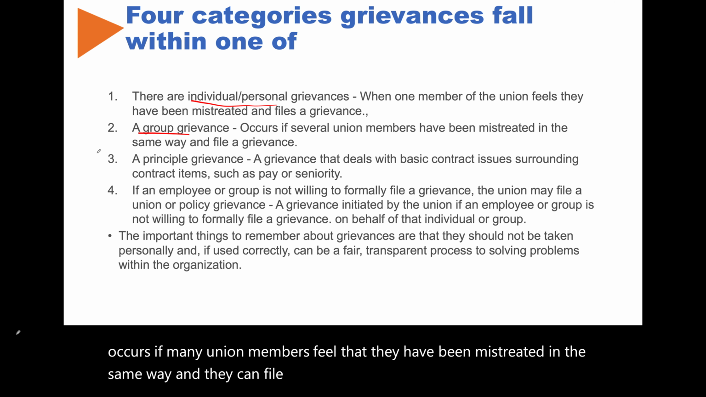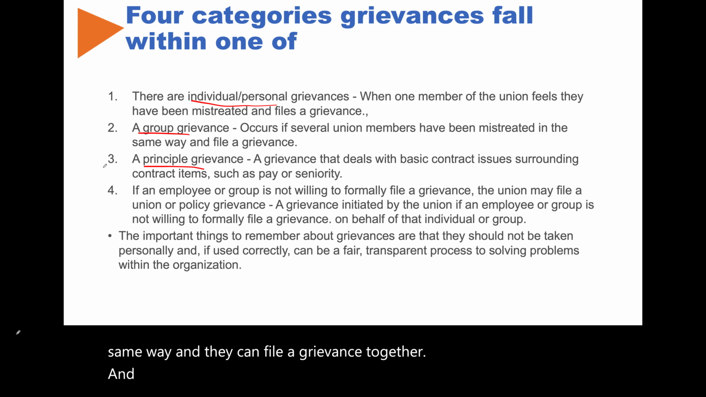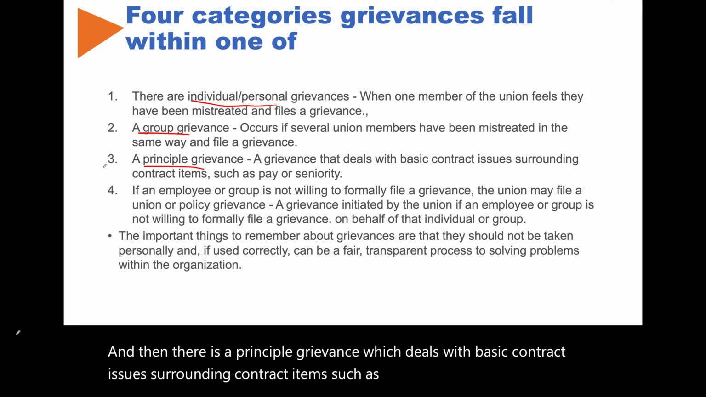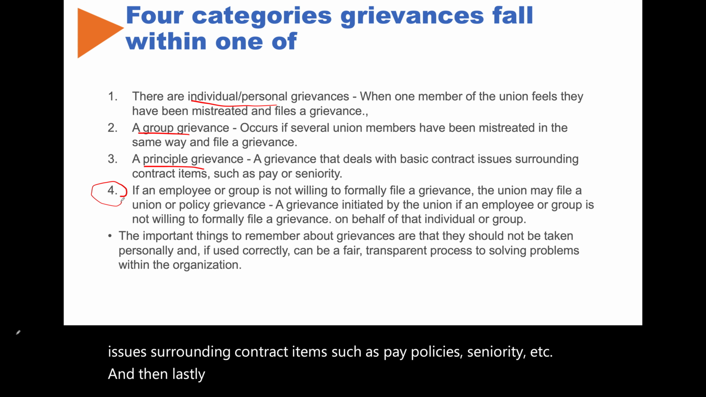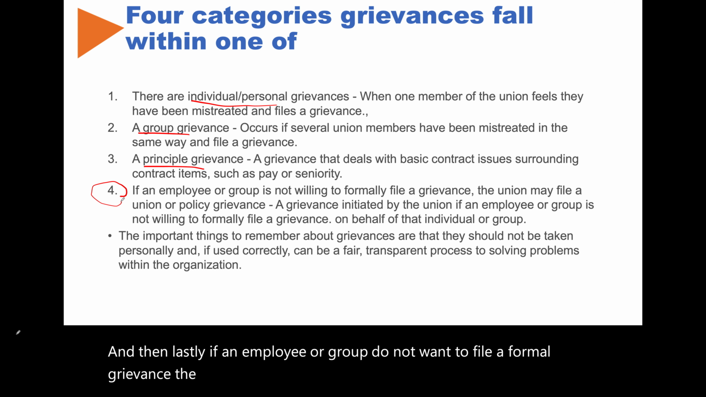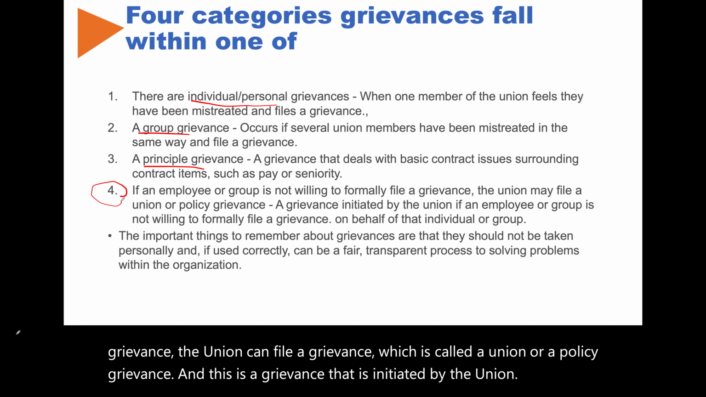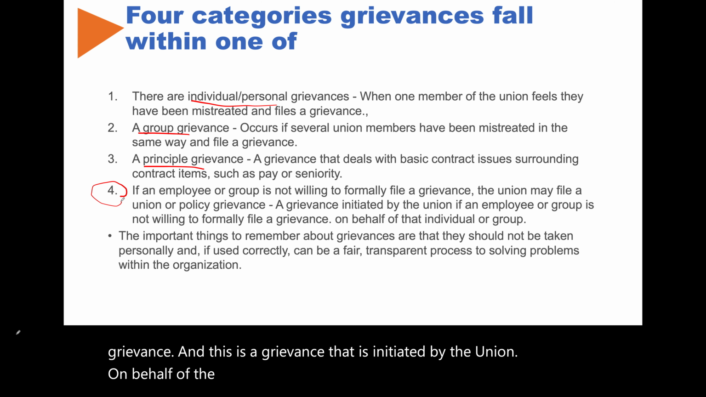And then there is a principal grievance, which deals with basic contract issues surrounding contract items, such as pay, policy, seniority, etc. And then lastly, if an employee or group do not want to file a formal grievance, the union can actually file a grievance, which is called a union or a policy grievance. And this is a grievance that is initiated by the union on behalf of the group or the employees if they are not willing to formally file.